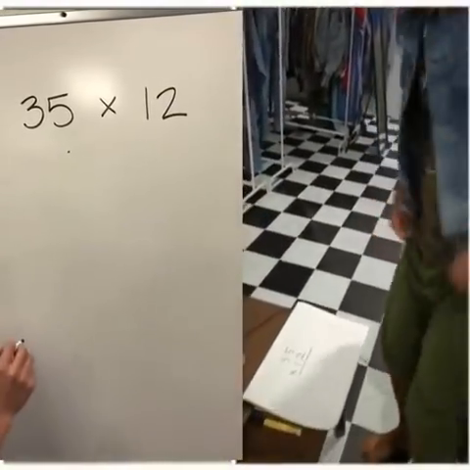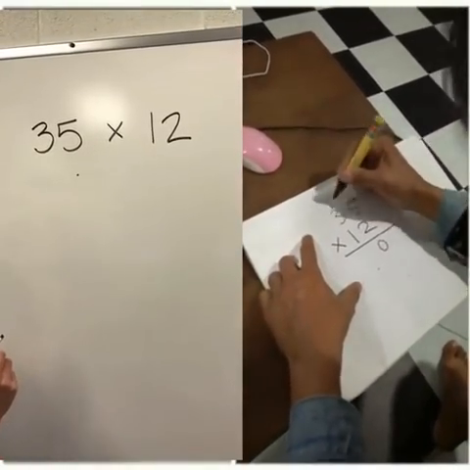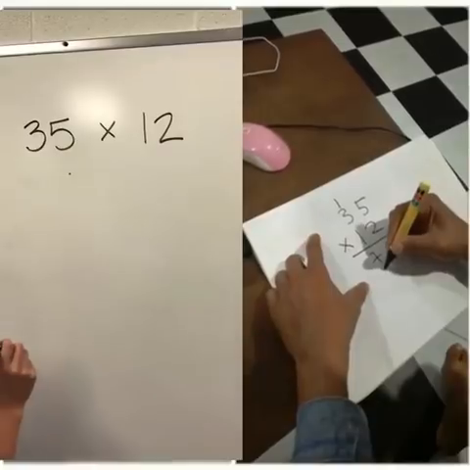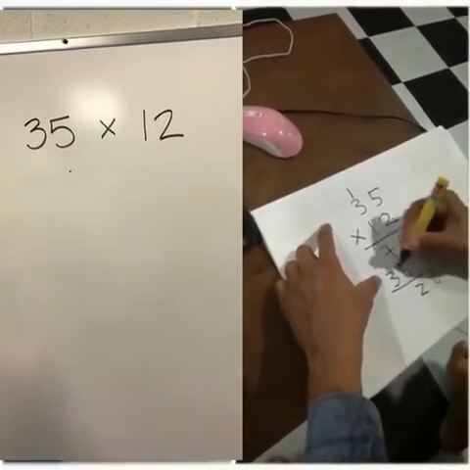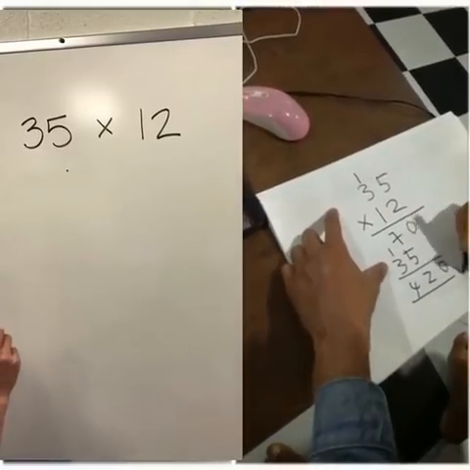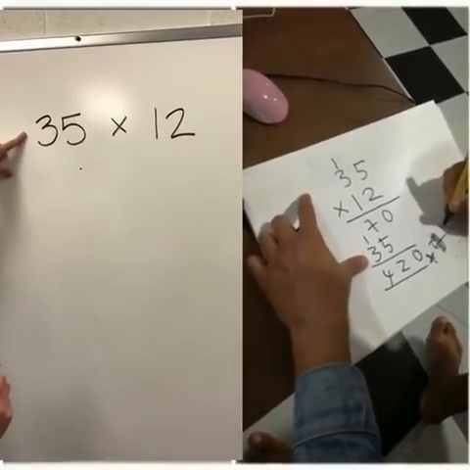Okay, fourth grade parents, so in class your children have been learning how to do area model to solve multiplication problems. This is very different from the way that we were taught in school, so I kind of wanted to give you guys some tips so you can help them if they're having trouble. So first thing is we have our multiplication problem, 35 times 12.